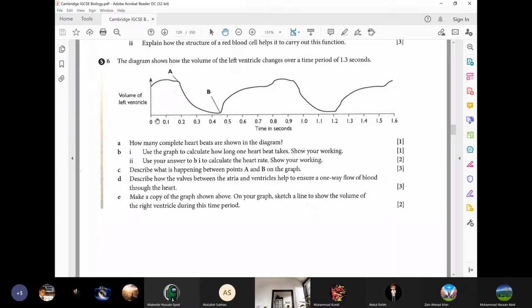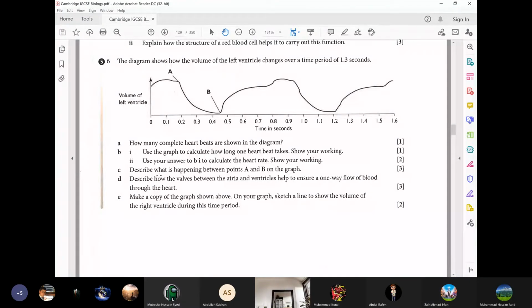From here till here, look, 0.1 to 0.3. So this is one contraction, this is the relaxation up till 0.4, and then 0.4 to 0.8 is the contraction. So total 0.8 seconds. Understood everyone? Yes, sir.